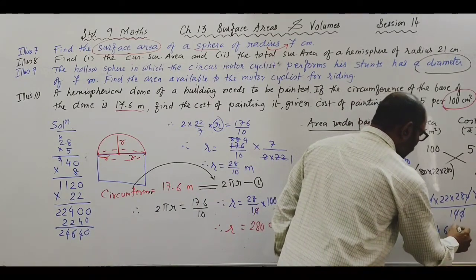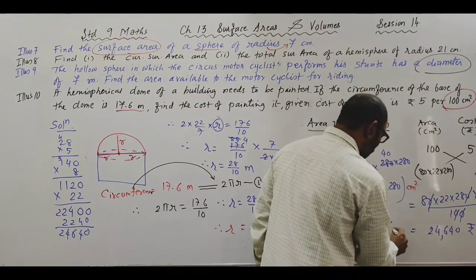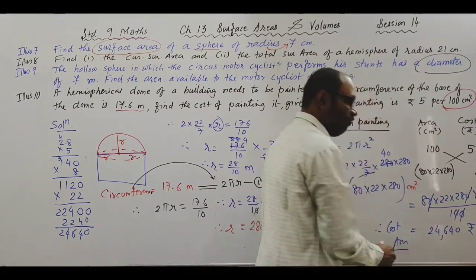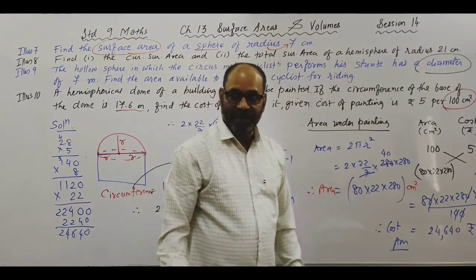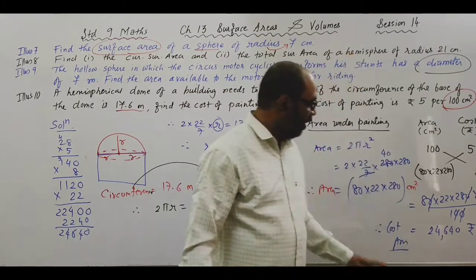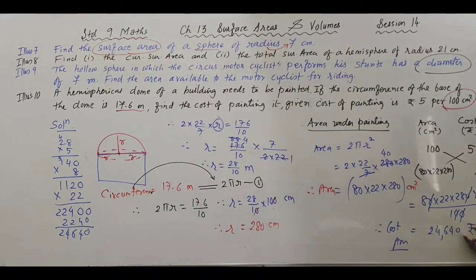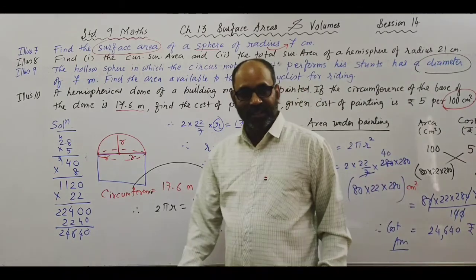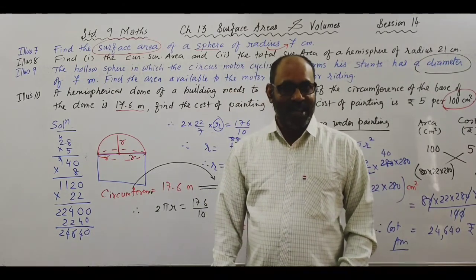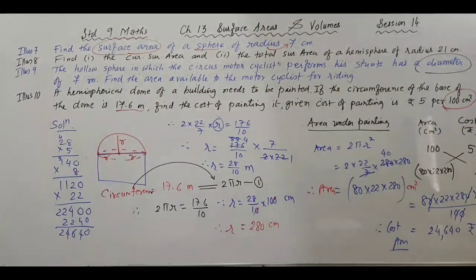Rupees is the cost, and then don't forget to write the answer. So the cost of painting this dome will be rupees 24,640. Is that clear? Understood? So that was all in today's session. See you in the next session, till then goodbye, have a nice day. Stay safe.